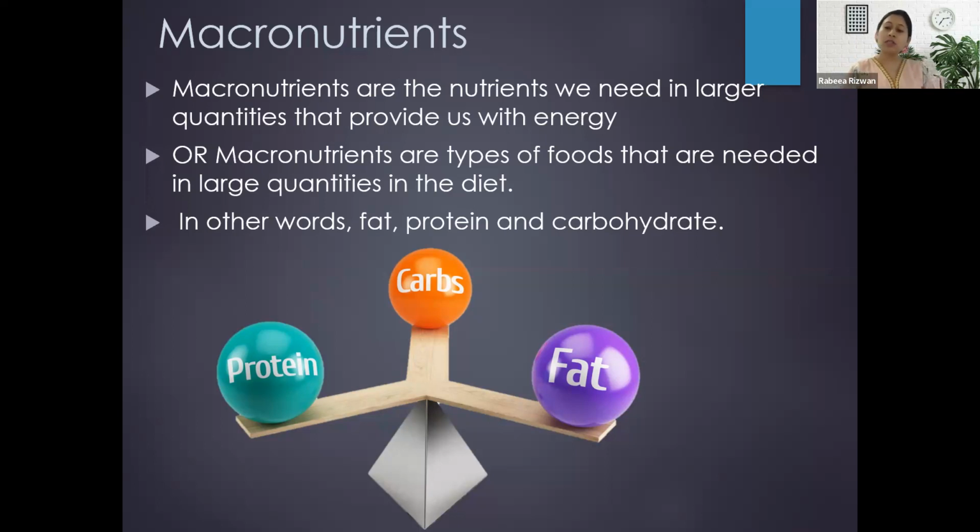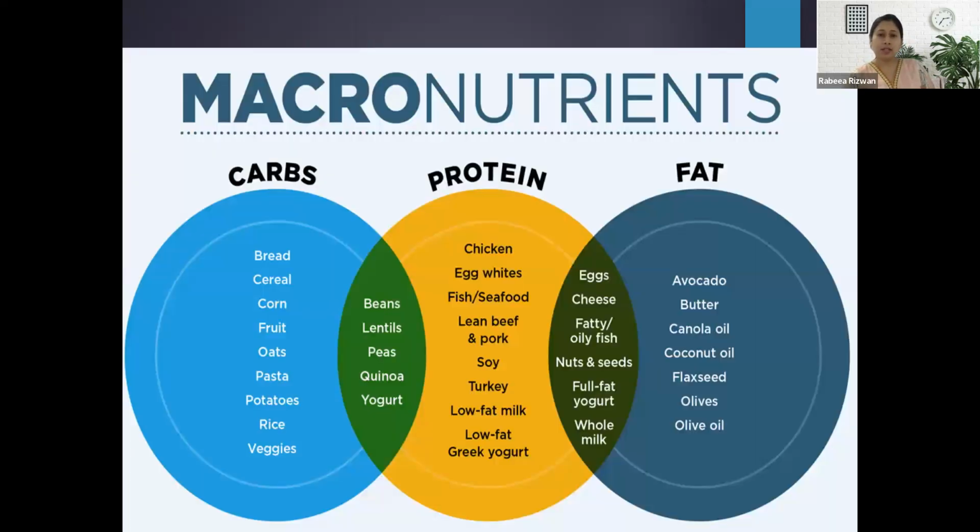But now, what are micronutrients? Can you name them? Yes. These are, for example, vitamins, iron, minerals, calcium. These are also required by our body, but in smaller amounts, not like macronutrients. They perform our daily functioning tasks inside our body, supporting the metabolism and immunity as well. Now, from which sources are we getting these carbohydrates, proteins, and fat?